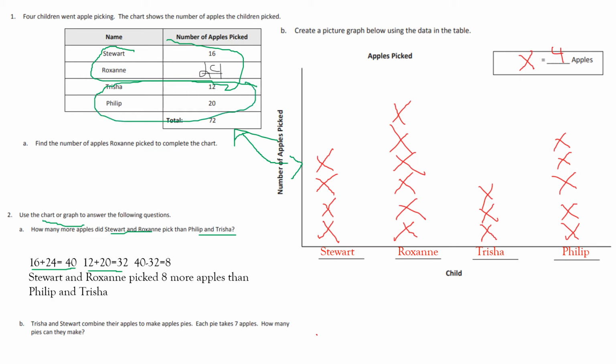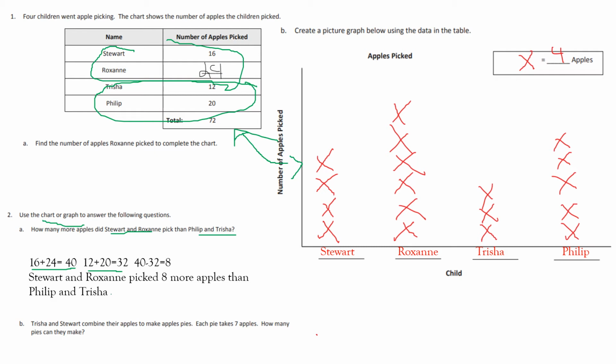And then what I did was I subtracted those two numbers. 40 minus 32 equals 8. So I said Stuart and Roxanne picked 8 more apples than Philip and Tricia. And as you can see, I showed my work and I wrote a sentence.